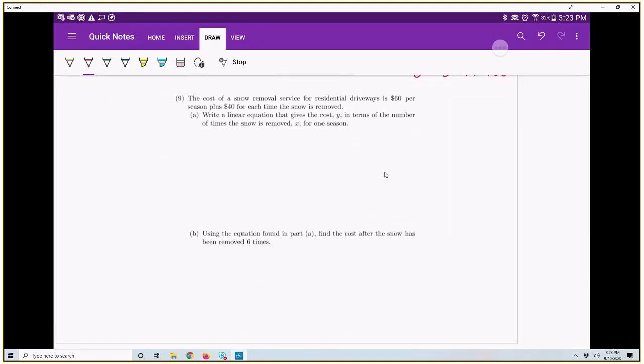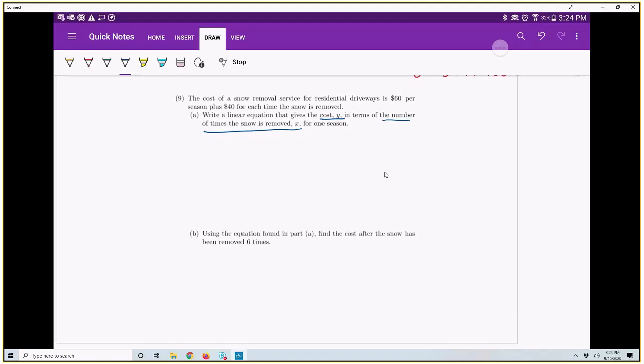The last question in the lecture note is about the cost of a snow removal service for residential driveways, which is $60 per season plus $40 for each time the snow is removed. So you pay a $60 flat fee just to have the snow removal service, and we don't know how many times it's going to snow every winter, so they're just going to charge us $40 to come out each time it snows. The question asks us to write a linear equation that gives the cost y in terms of the number of times the snow is removed. So x is going to be the number of times the snow is removed for one winter, or one season.